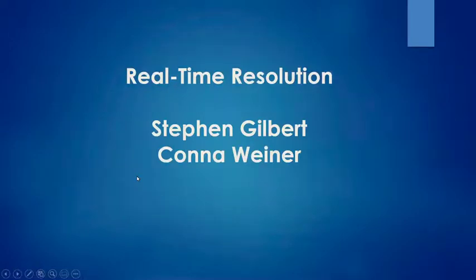It's called real-time resolution. They talked a little bit before about dispute boards, and then I'm going to talk a little bit about how it's used in, or can be used with, life sciences, and if there are any potential obstacles that parties might encounter or should think about when dealing with real-time resolution.